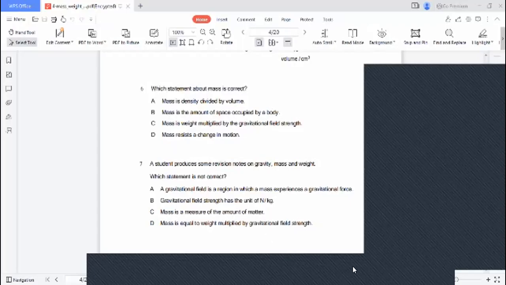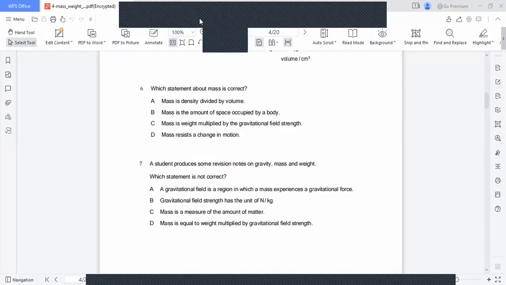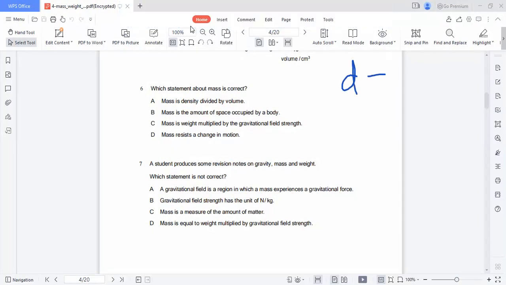Number 6. In number 6, it says, which statement about mass is correct? Mass is density divided by volume. No. Okay, 1 second. Let's write the formula first. So the formula of density is mass over volume. Okay. And mass is density times volume.